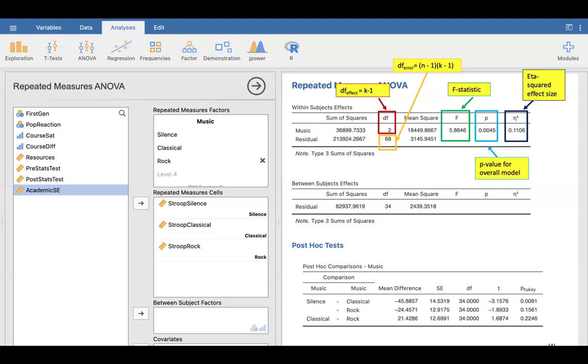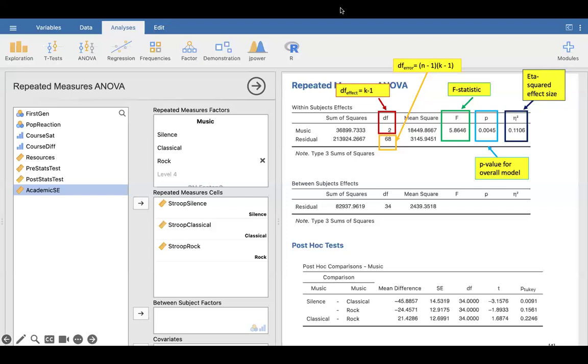If it's not significant, you wouldn't even do post hoc tests. You would just say that the model is not significant. But because it is, we need to identify where the significant difference is. So the post hoc tests are below, and you can see that there's a pair.